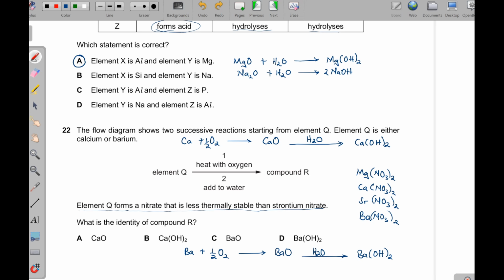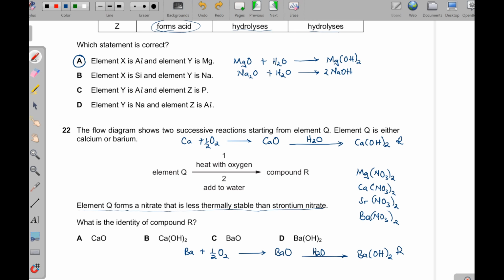the ion polarization. Now the element Q has to be higher than strontium, and the one that is higher than strontium is what? Calcium. You see that? It is calcium. So by the way, compound R can be this one here, or this one here. You see, because after adding water, then we get compound R.